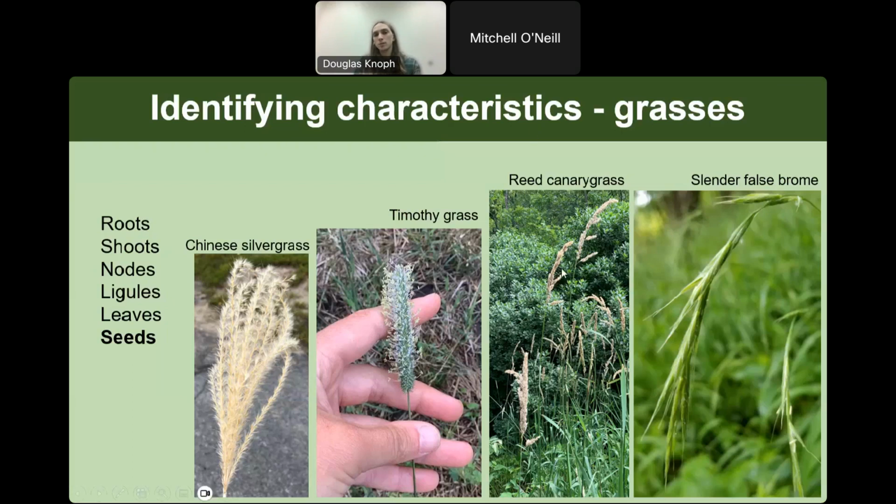Reed canary grass, so this one is a little less erect, and starts to droop over under its own weight as it matures.